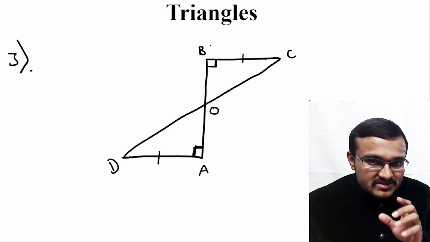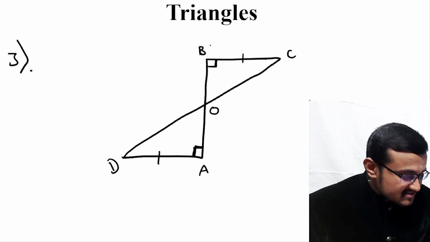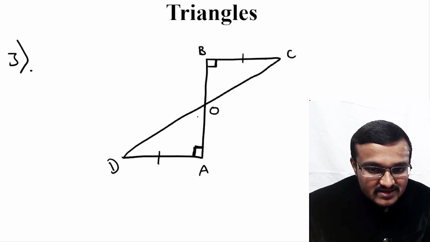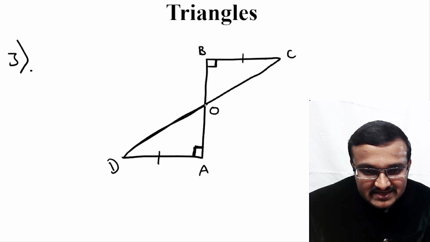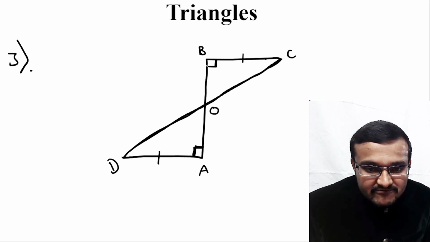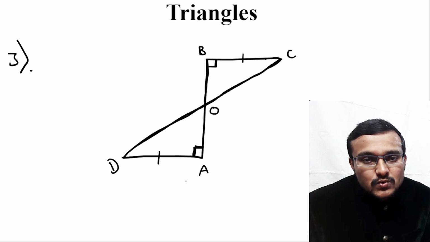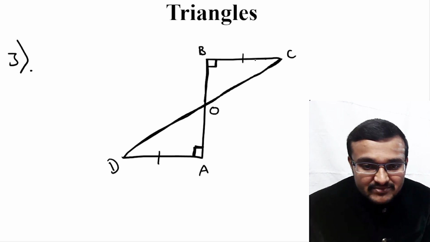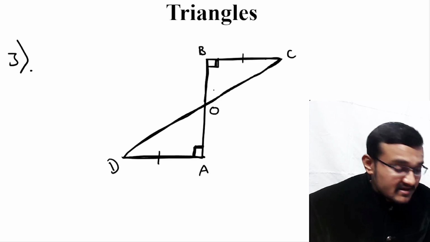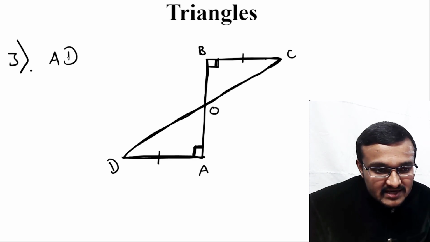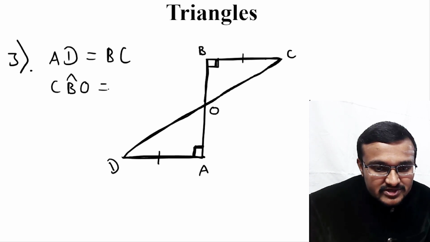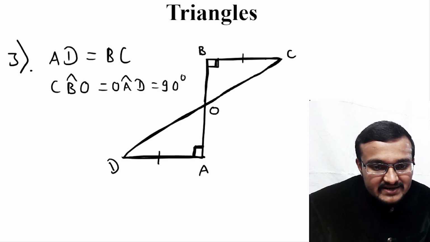Now, based on this data, you have to prove that CD bisects AB. So here this particular CD line exactly bisects AB. So that means here you have to prove that OB is equal to OA. They have given AD and BC are equal perpendiculars to line segment AB. So here one data they have given, that is AD is equal to BC, and one more data is CBO is equal to OAD, which is equal to 90 degree.